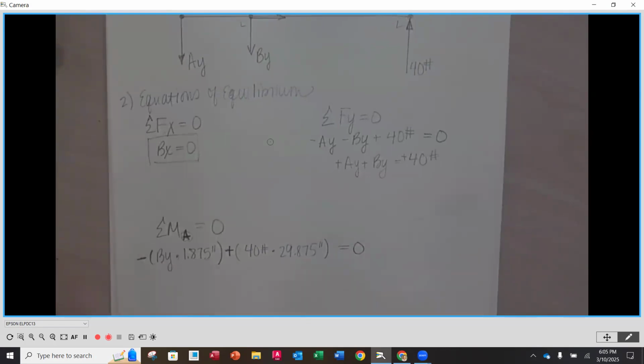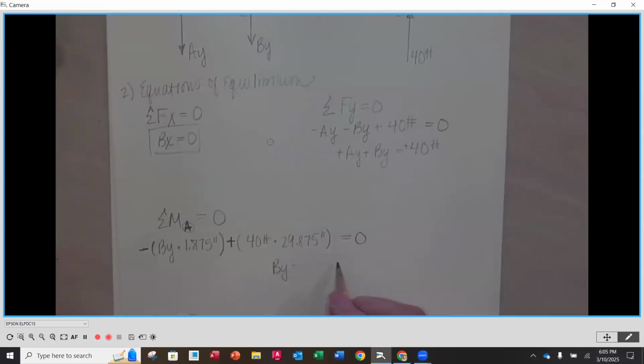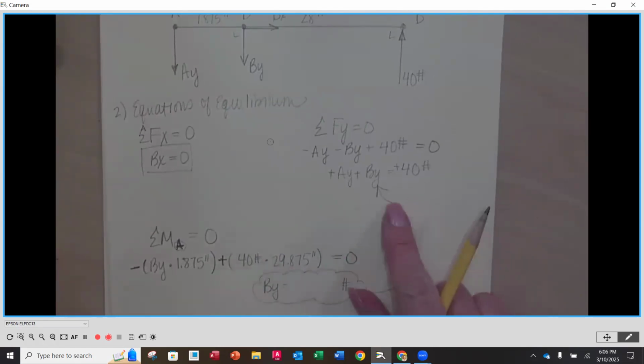Okay, now what I'm going to do here, Drew, is you're going to solve for BY, right? So you're going to get whatever BY is equal to. You're going to get that number. All right, and that's going to be in pounds. So you'll do that work. Once you get BY, you can then plug it in up here to solve for AY. Okay, so is that enough for you to finish it up? Okay. All right, well then we will stop the recording here.